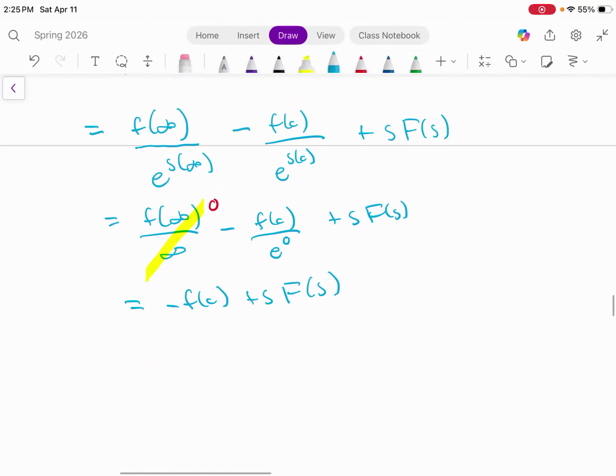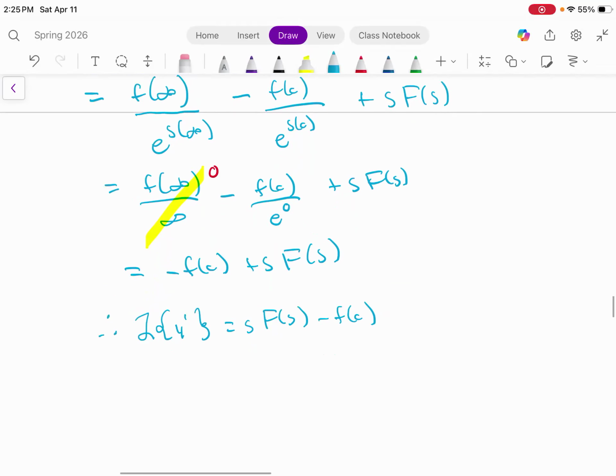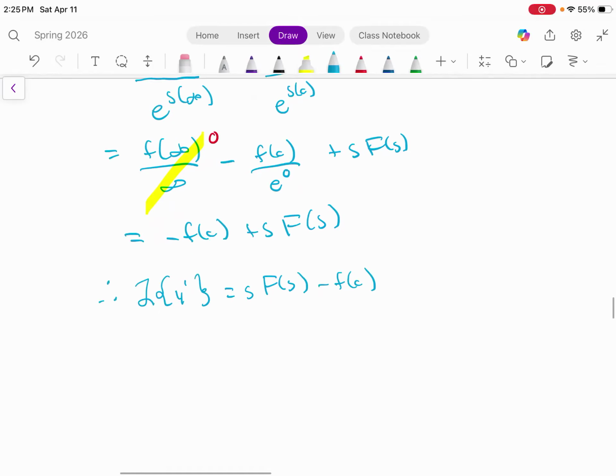So therefore, the Laplace, excuse me, not inverse Laplace, the Laplace of y prime is s times F of s minus f of 0. Or if you prefer to write it as y of 0. But that is our proof.